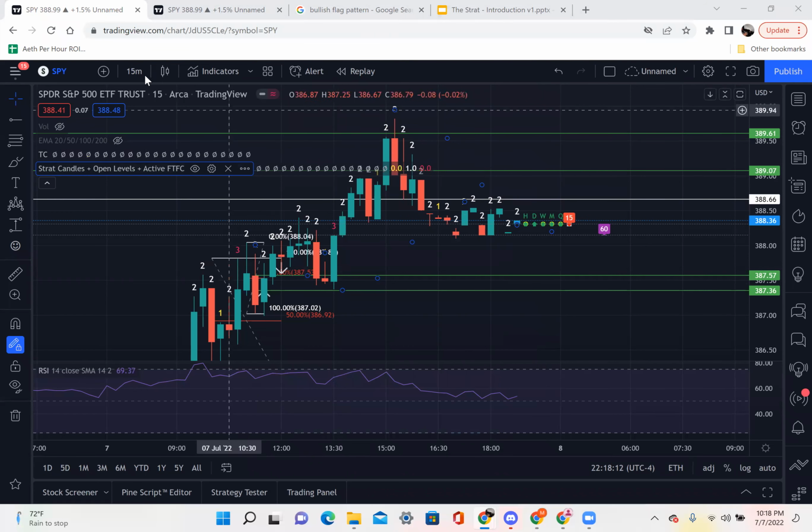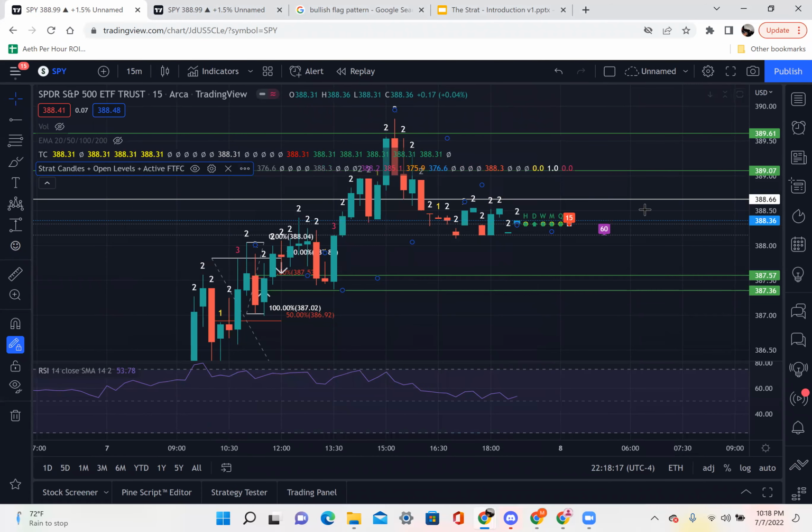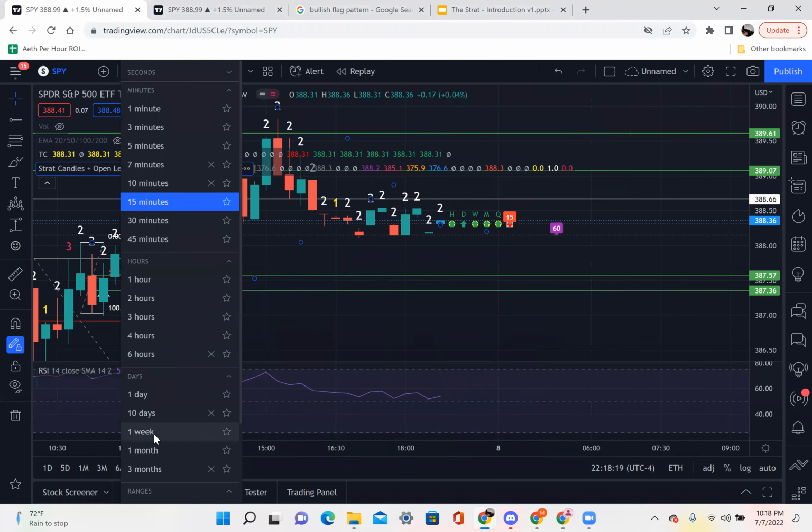Oh, SPY and CRM. That's what I was going to look at. SPY, do I think it's going to hit 340? I'm going to just go to the daily.